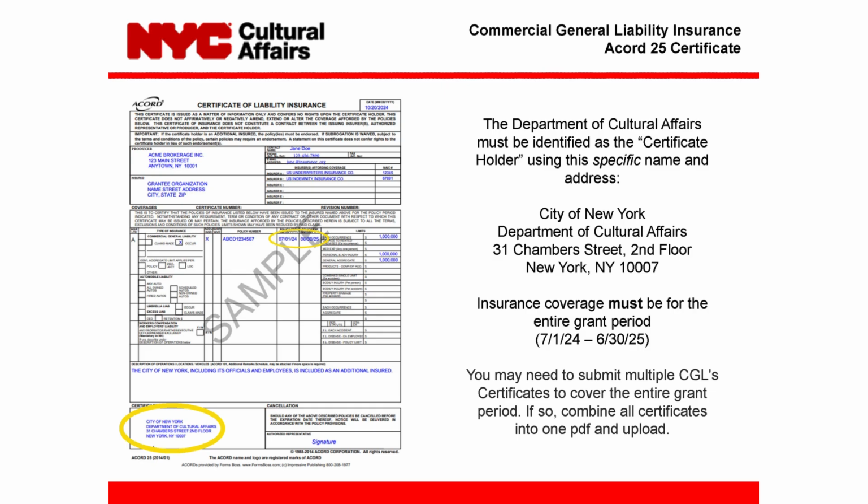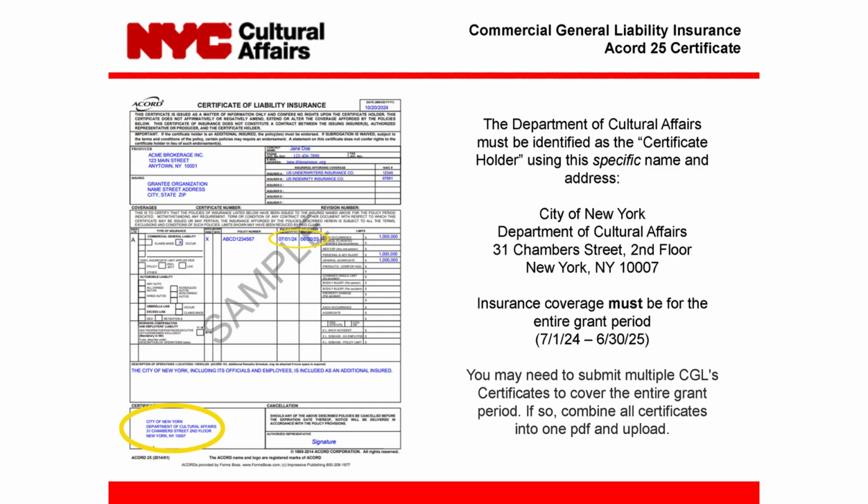Your insurance must cover the entire grant period. However, if your organization's insurance coverage differs from the grant period, multiple certificates may be required. For example, if your policy effective date is September 2024 and policy expiration date is September 2025, you must submit the certificate for September 1st, 2024 to September 1st, 2025, and the certificate for September 1st, 2023 to September 1st, 2024, so that together they cover the full grant period of July 1st, 2024 to June 30th, 2025.